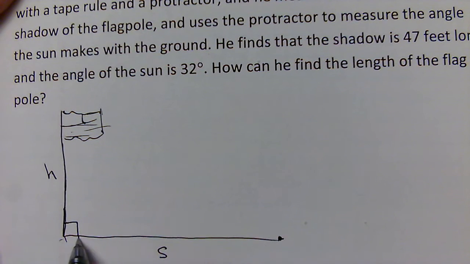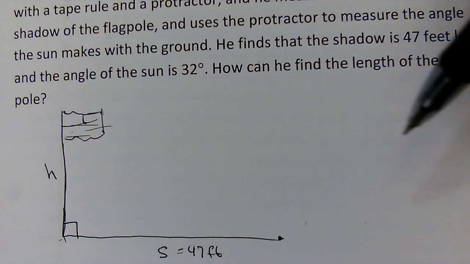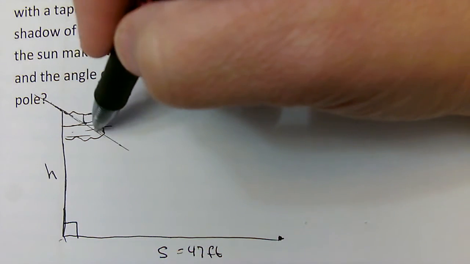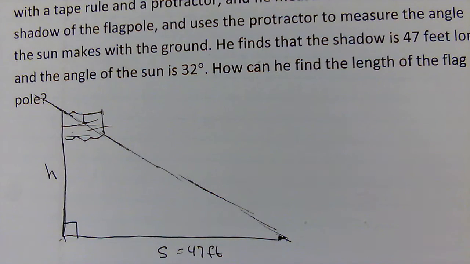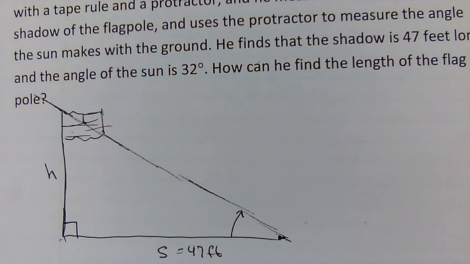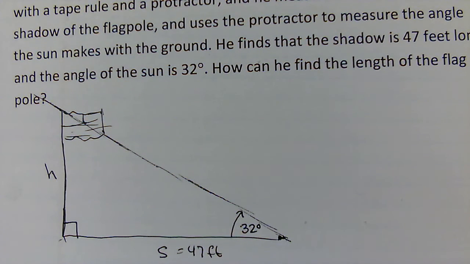Now, Mr. Lanfer measured this and found this to be 47 feet. And then he measured the angle of the sun. Well, the way you would measure that angle, the sun would be shining over the top of the flagpole down to the point where the shadow is on the ground. So this would be the angle that Mr. Lanfer would have measured. And it's a 32-degree angle. So we have a right triangle with a 32-degree angle. We know one of its sides, and we need to find one of its other sides.